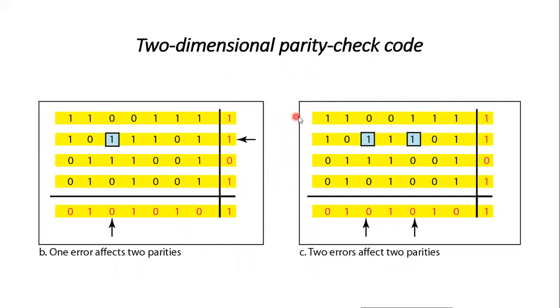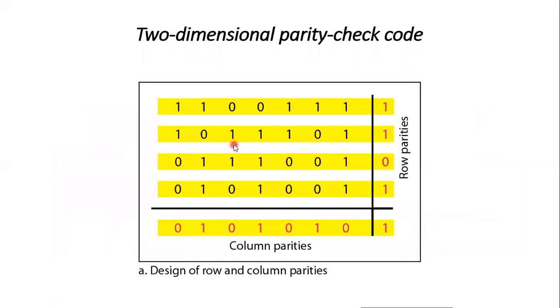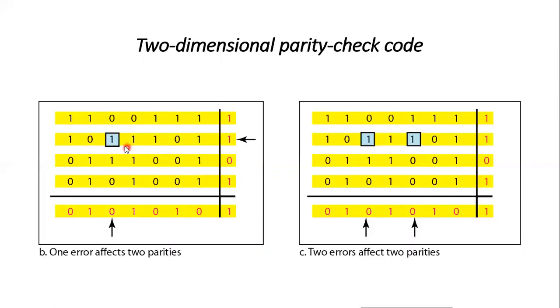So two-dimensional, another one is here. Here, one error affects two parities. Suppose this one has been affected. Then what happened? This parity has been changed. Similarly, this parity has been changed. Here, one error affects two parities.